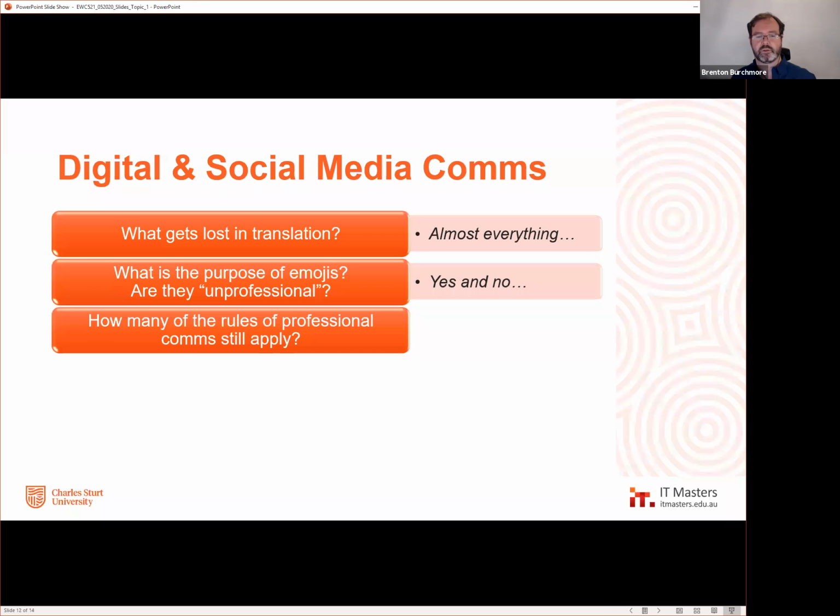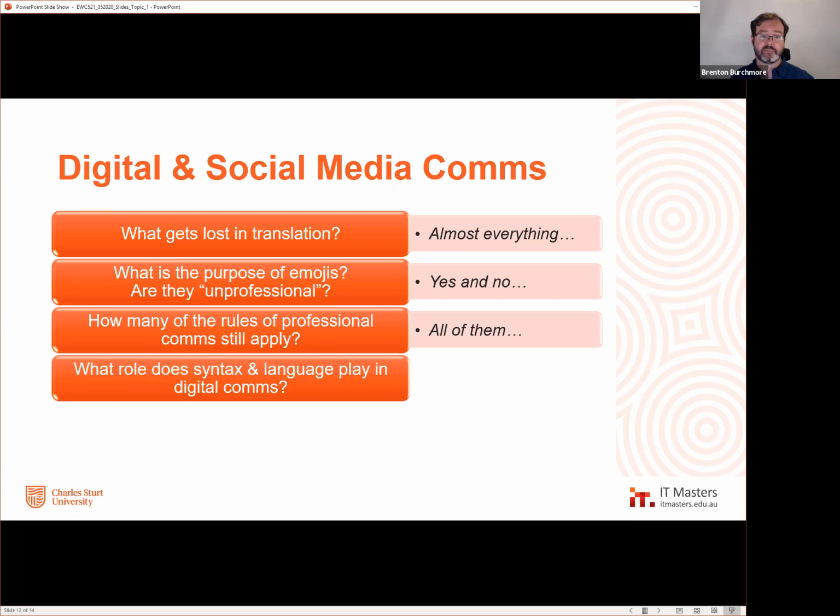How many of these rules still apply in digital mediums? All of it. The example I just gave you is underpinning that. The need for that emotional understanding exists, whether we want it to or not. And if we can't find a way to meet that, it can undermine the outcomes. So all the rules still apply. We just got to be more clever about how we use them in a digital format.